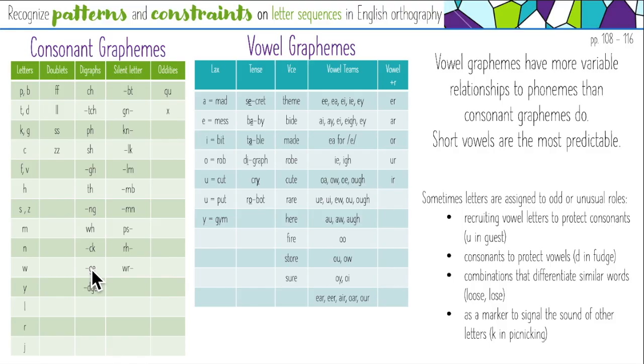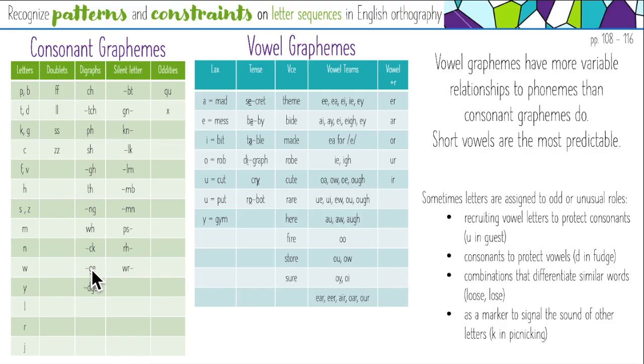Some other things that are good to know is that sometimes we have some of these extra spellings because they have to fulfill a unique role. For example, we might recruit a vowel letter that is not going to make a sound, but will be there to help protect the consonant from shifting to a soft consonant, such as in guest.